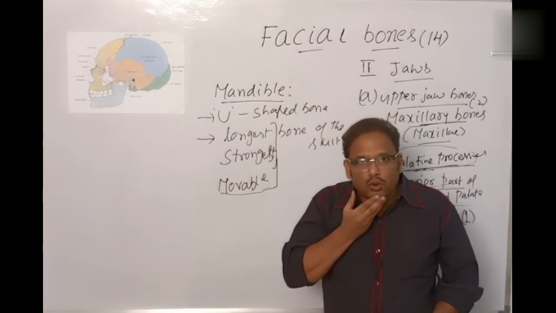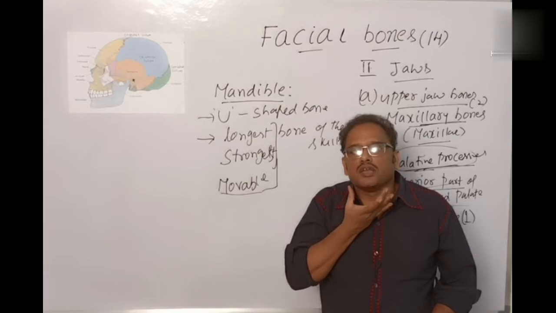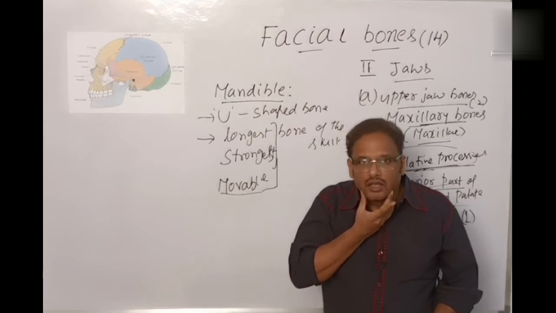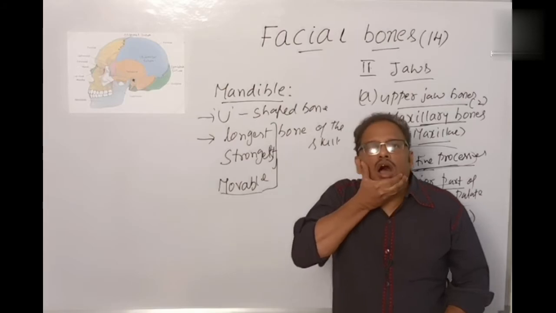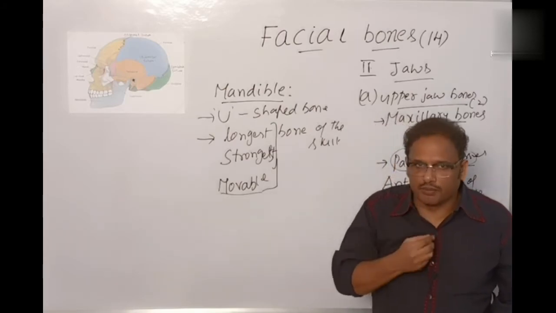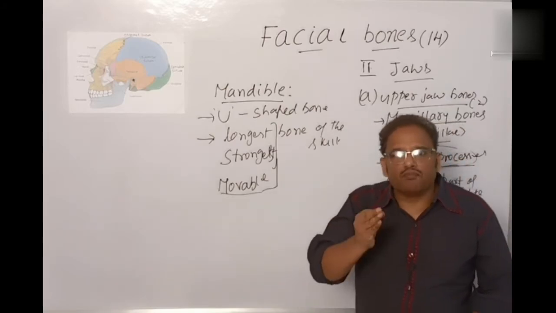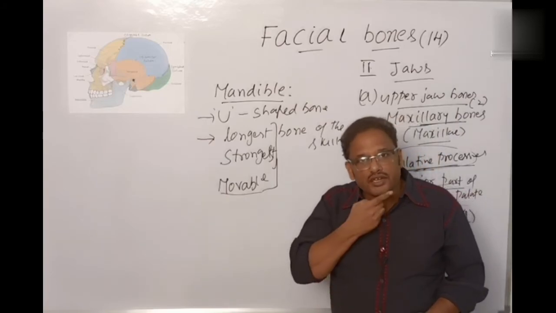I'm able to talk. Why? Because the lower jaw bone is moving. Movable bone. For example, see here. If it is not moving, how can I talk? It's not possible, isn't it? So the evolution of man is associated here with this bone.